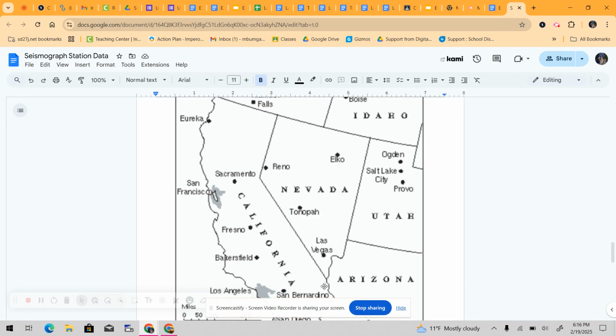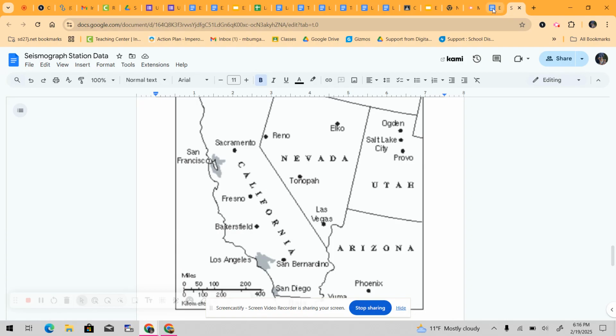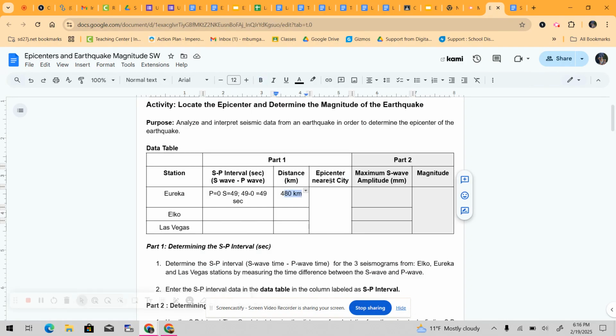Where those three circles intersect should give you your epicenter, okay? You'll just need to find the closest city to that epicenter. Once we've found the epicenter, we're on to part 2, which is probably where a lot of people who were here on the 19th are ready to get started.